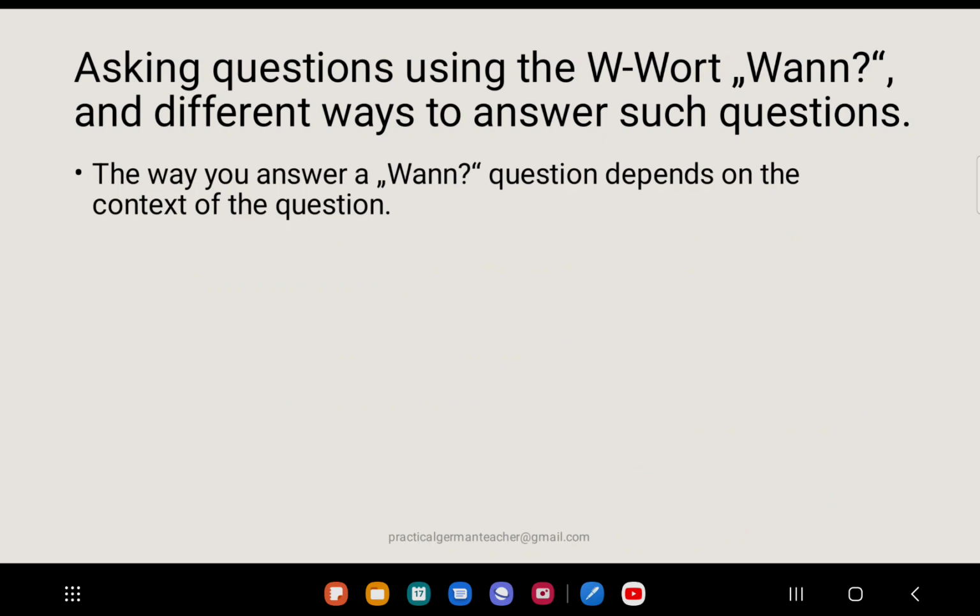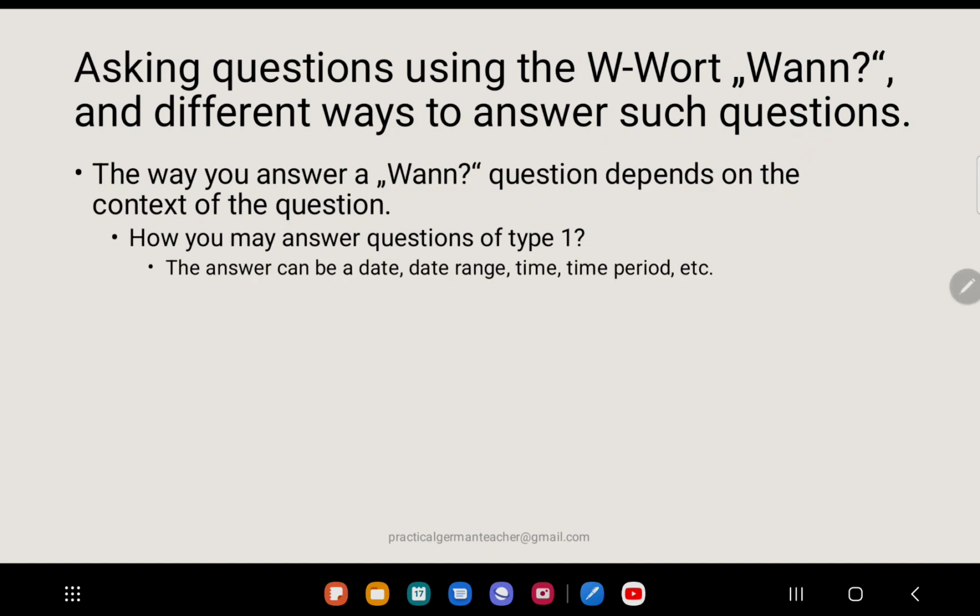Now, yes, let's look at the answers, how you can answer. The way you answer a W question depends on the context of the question, right? Is it a requirement or a date or a time period? So type 1 is like date or time period. So the answer can be a date, date range, time period, right?